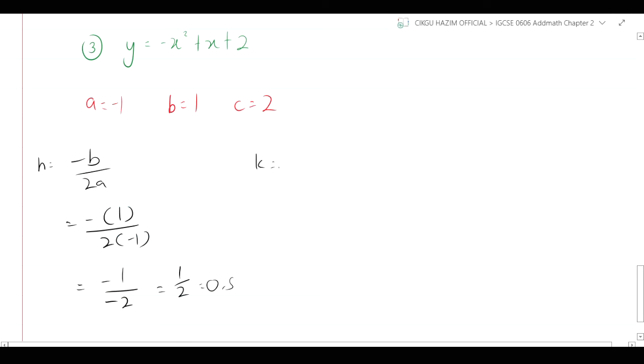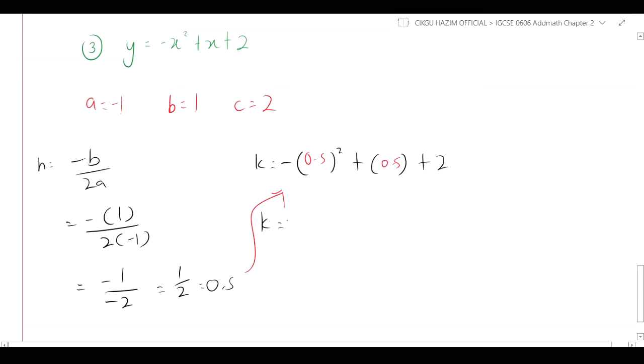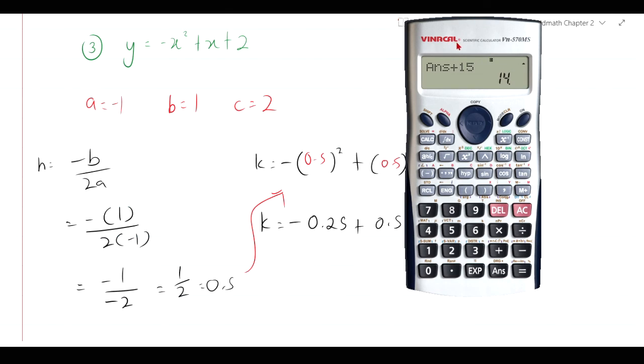Okay, and how to find the value of k? Put it back in the calculator. Put it back as x here. So negative bracket x squared plus x plus 2 here. You put these things as 0.5, 0.5. So you're going to have k equals negative 0.25 plus 0.5 plus 2. Then press everything in the calculator.